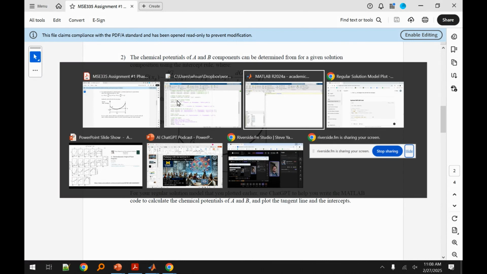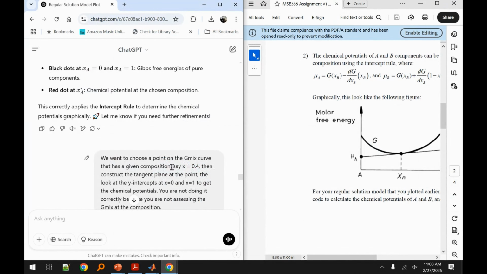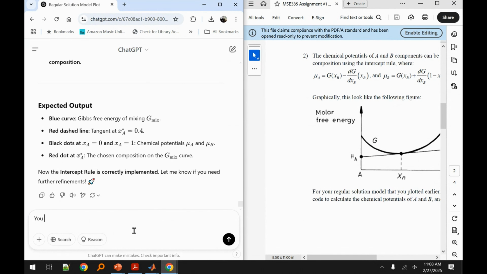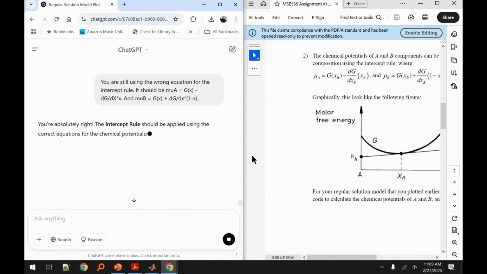You are still using the wrong equation for the intercept rule. It should be mu a equals g at x minus dg dx times x, and mu b equals g of x plus dg dx times 1 minus x. Now, I probably could have gone into MATLAB and implemented this myself. Anyway, this problem is a good illustration. But it parsed it exactly. Yeah, it parsed it right.